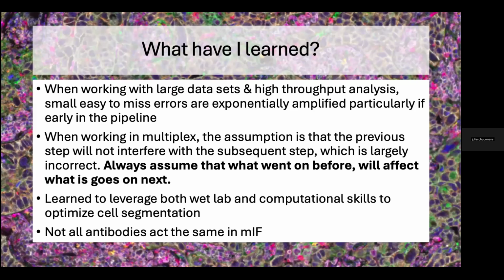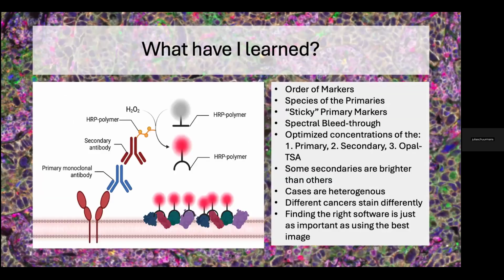Next, I was able to leverage both wet lab and computational skills to optimize cell segmentation. And last but not least, I learned that all antibodies do not act the same in multiplex immunofluorescence. And then I also was very overwhelmed by our technology. While this looks incredibly simple and like 4 key things, each one acts differently. Each one has its own little thing going on with it. And so I quickly learned that.